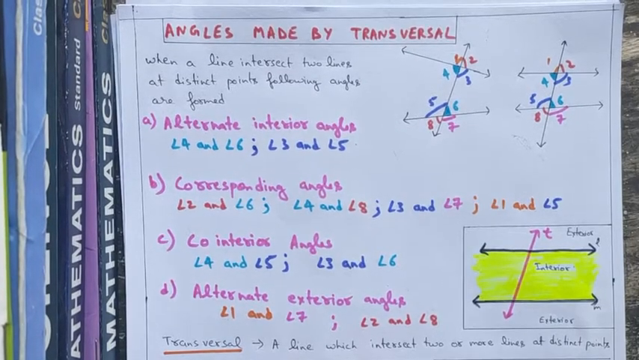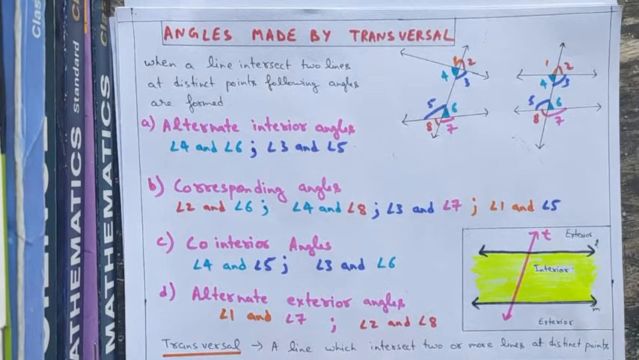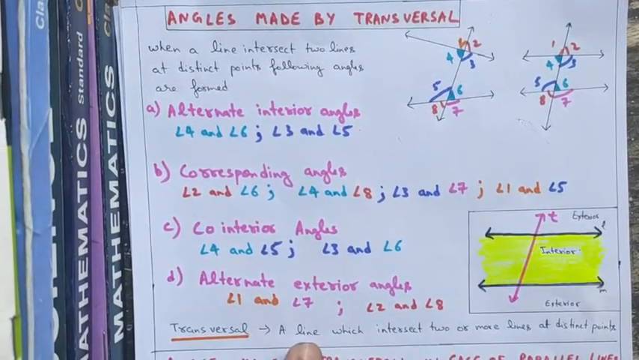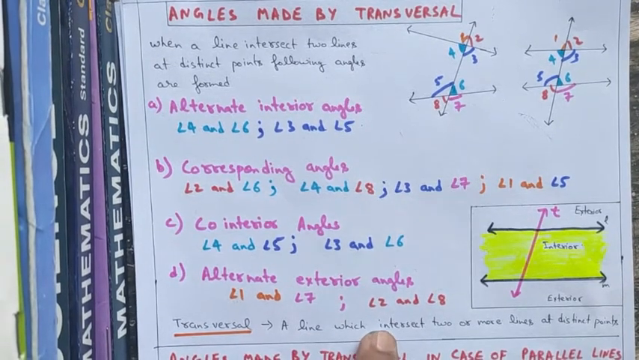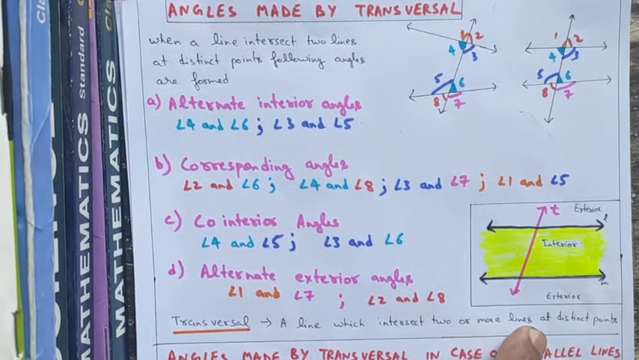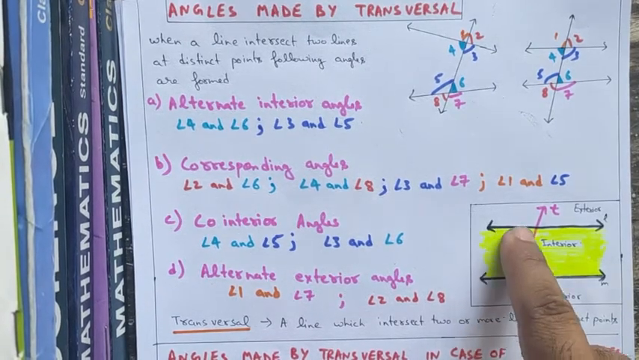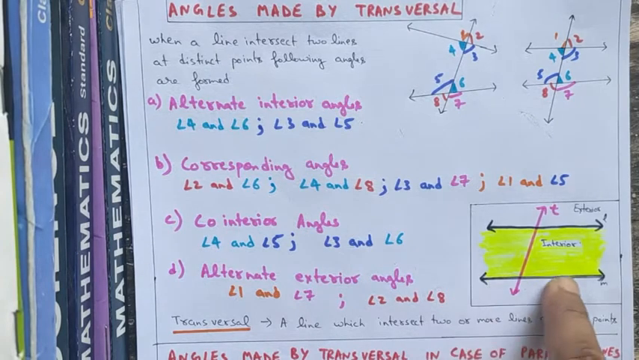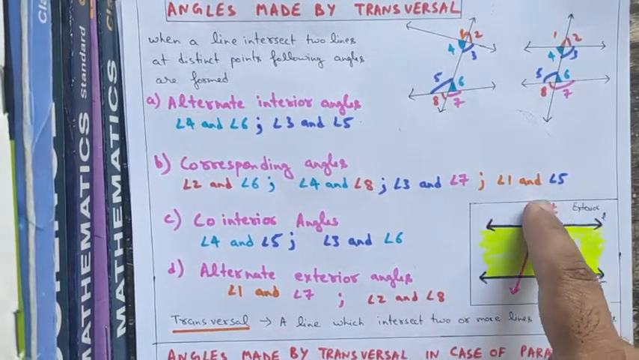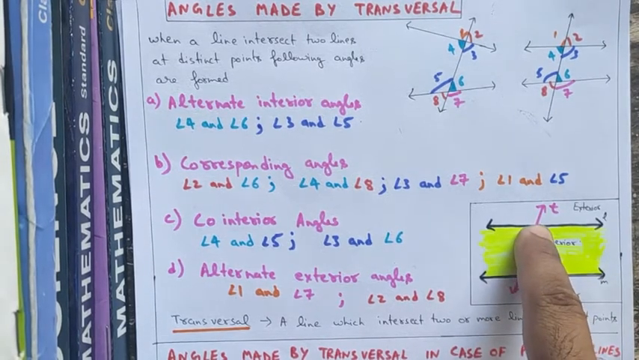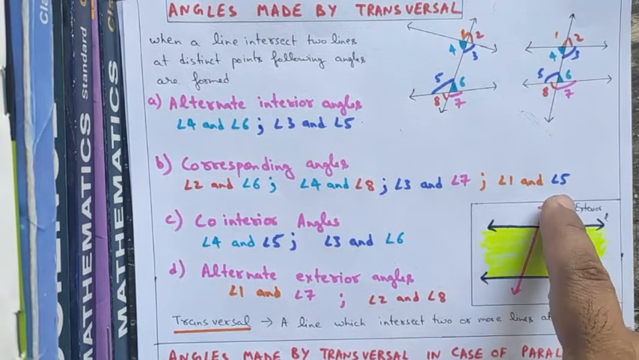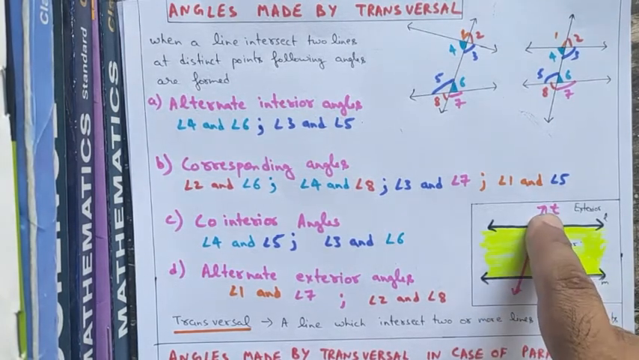Okay, now we will be discussing angles made by a transversal. So first of all, what is a transversal? A transversal is a line which intersects two or more lines at two distinct points. For example, this is line L, this is line M, and these two lines L and M are intersected at two points, here and here, by a third line. This third line is known as a transversal.